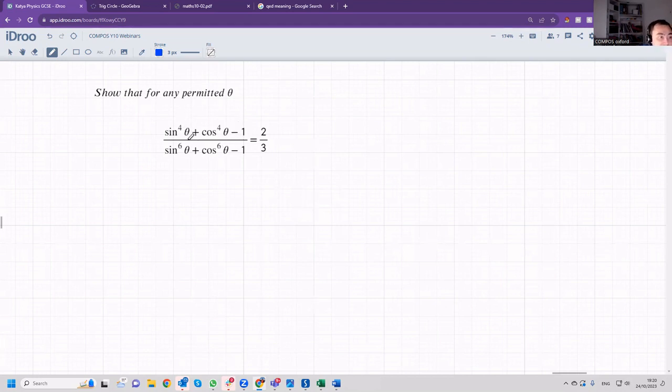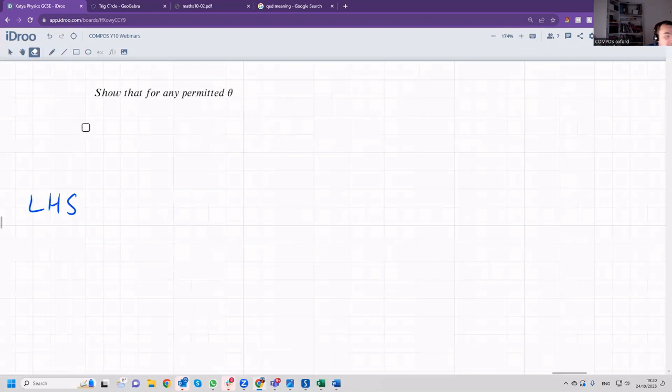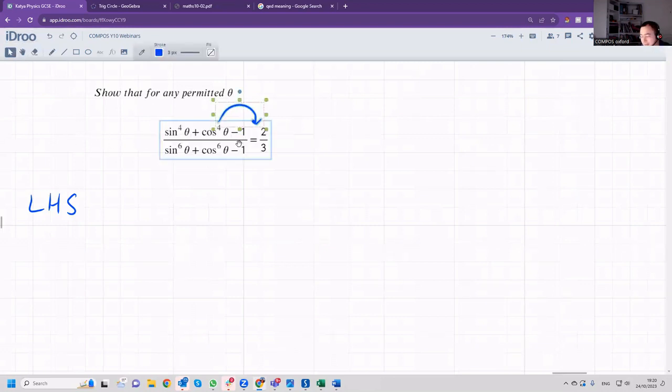Show that (sine to the power 4 theta plus cos to the power 4 theta minus 1) over (sine to the power 6 theta plus cos to the power 6 theta minus 1) is equal to 2/3. Obviously we're going to work with the left-hand side because it's easier to turn this into that rather than turning 2/3 into that, which would probably be hard. So what do we do here?